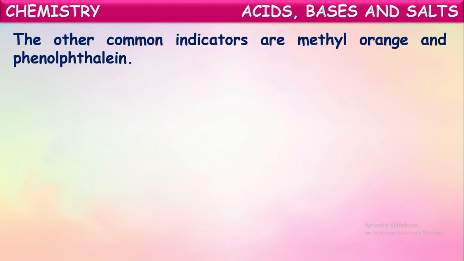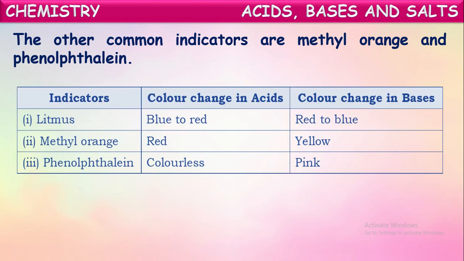The other common indicators, as we have seen here, are methyl orange and phenolphthalein. How can these change their colors in the presence of acids and bases? Let us see here. As we told, litmus changes from blue to red in the presence of acids and red to blue in the presence of bases. Methyl orange, as its name suggests, is an orange colored liquid. When you add a few drops of methyl orange into an acidic solution, it turns red. The same methyl orange, if you drop a few drops into a base, immediately turns yellow.